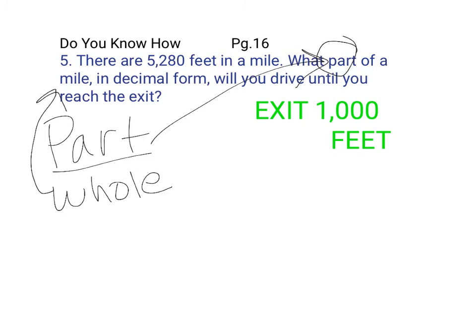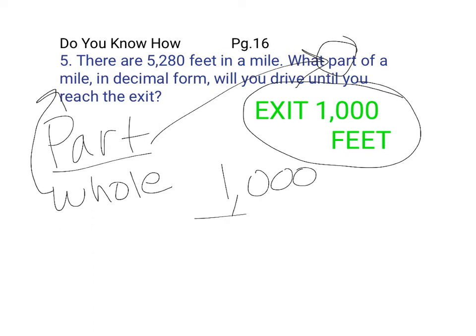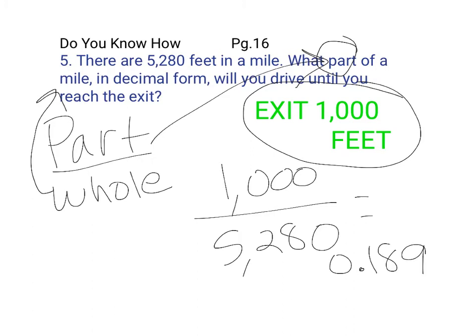The part, the exit, which is here. So the part is 1,000 over the whole, which is 5,280. If you put that into your calculator, you should get 0.1893, and the 93 repeats, so you need a repeating bar over the 93.